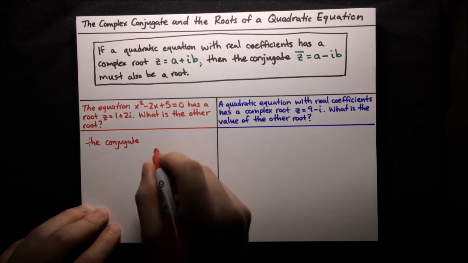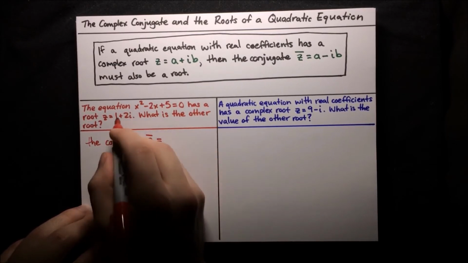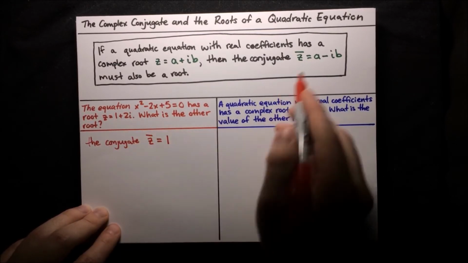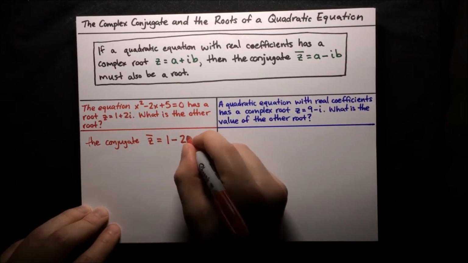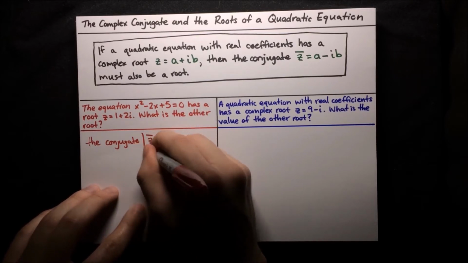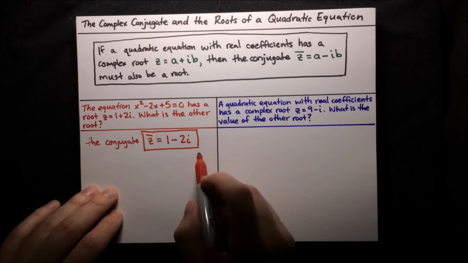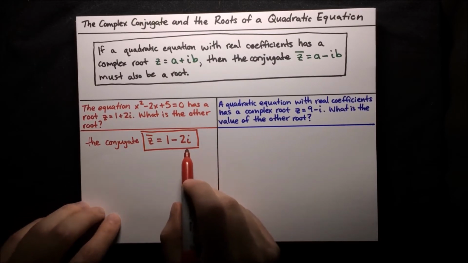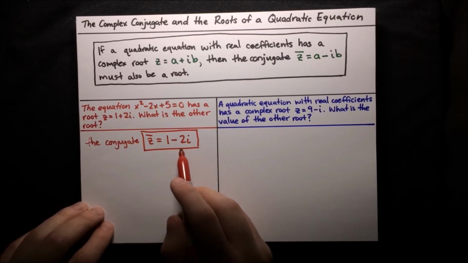And the conjugate is just given by z bar, which is the same real part, but then minus that imaginary part. So 1 minus 2i. Just flip the sign of that imaginary part, and there we go. This is the other root. Now this might seem almost too good to be true, like it's too easy. All you do is take the conjugate, flip the sign of that imaginary part, but this is in fact true.